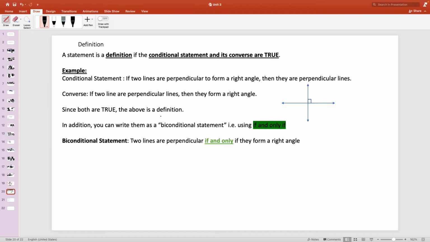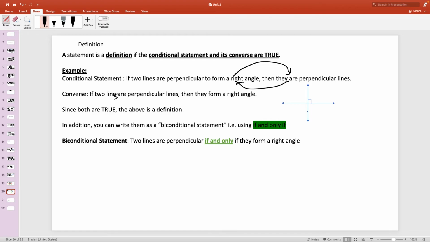How do we create a converse? We create a converse by switching these two things. So if two lines are perpendicular lines, then they form a right angle, right? If you look at it, both the conditions are true here.